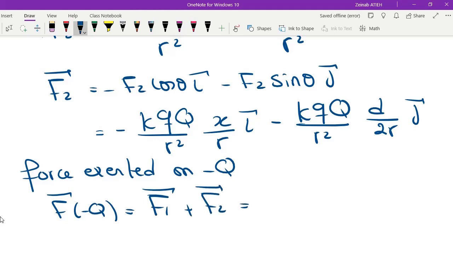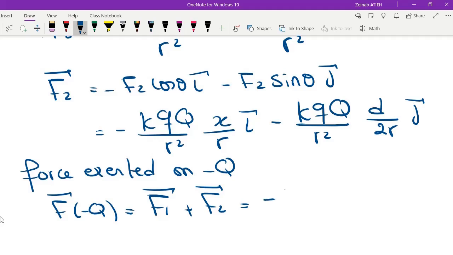Now here, due to the symmetry of the problem, we find that the j values are opposite. So when I add the i's together and the j's together, you can see that the j here equals the j here with a minus. It has the same magnitude as above, so they will cancel each other. The components along the x-axis are the same, so it will be doubled.